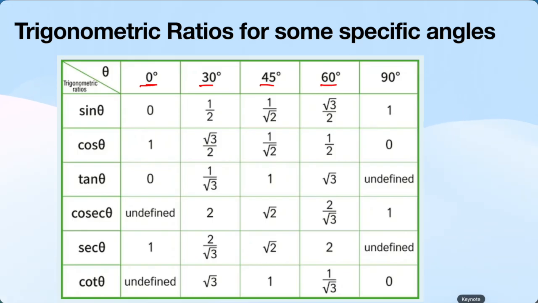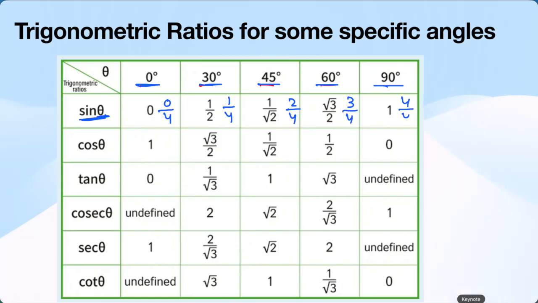But how to remember? It seems to be really difficult. But it's very, very easy. What you have to do? You just have to write 0, 30, 45, 60 and 90. And here, suppose you are talking about sine theta. So, if theta is 0, then you have to write 0 by 4, then 1 by 4, then 2 by 4, 3 by 4 and 4 by 4. You can write like that. And after that just take their roots.